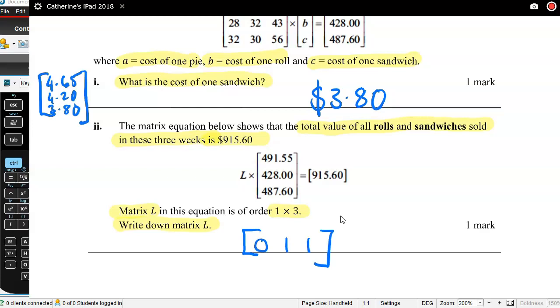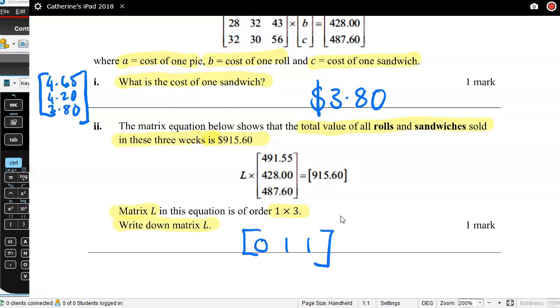Now, why is that the answer? If you remember our matrix multiplication, we times the row by the columns. All right? So because I've put that first element in this row as a 0, that means that's 0 times by that is 0, plus 1 times by 428, plus 1 times 487.60. Then it all will equal up to that. So because I've put that 0 there, it's not going to add up that one, is it? It's only adding up these two.